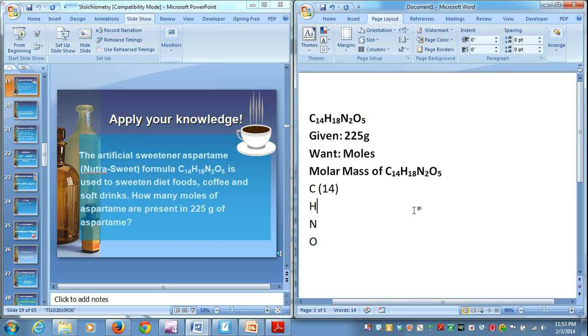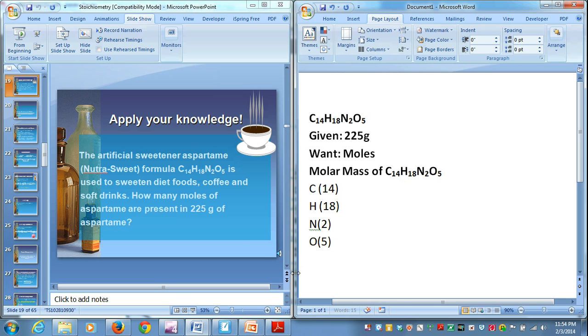And for this one, hydrogen has 18 atoms. And close them in parentheses. The nitrogen has only 2 atoms. And finally, the oxygen has 5 atoms.